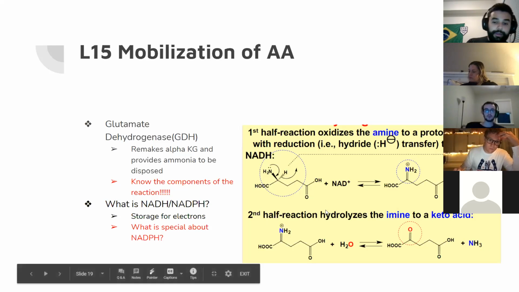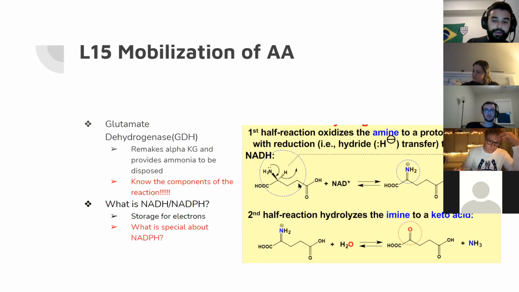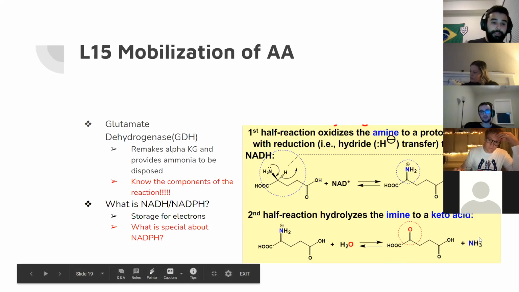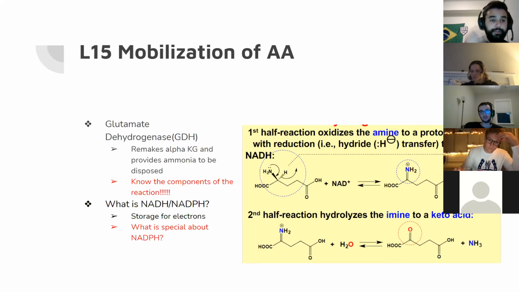You're going to see that NAD plus is assisting us in this first part of our reaction. We're losing a hydrogen ion, or hydride, to our NAD plus to give us NADH and forming this imine, which is just an NH with a double bond. Afterwards, we can hydrolyze it, so we can use water to form a ketone and give us ammonia. And again, ammonia is toxic for our body, so we're going to dispose of it through a different cycle.